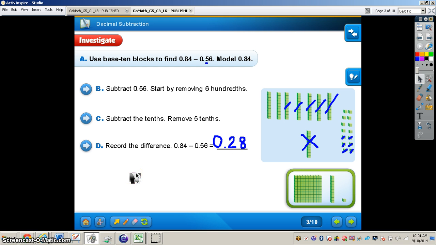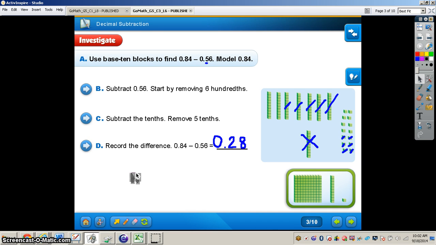Now we have a couple of drawing conclusions questions at the bottom. It says, what if you remove the tenths first and then the hundredths? How would you regroup? I do not recommend doing this at all. It's always good practice to follow the hundredths and then the tenths, but you would still need to regroup by exchanging 1/10 for 10 hundredths.